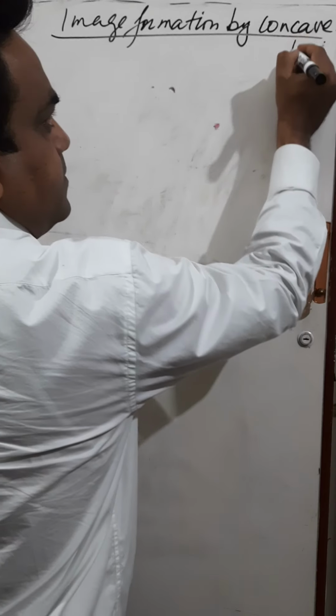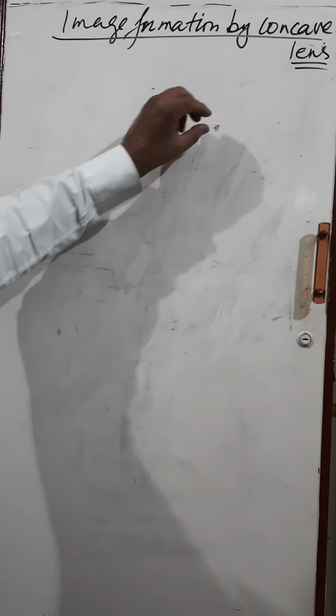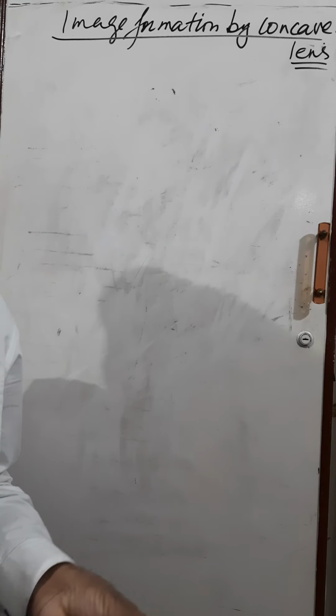In this video we will learn how the image is formed by a concave lens, and if you are interested to draw this diagram on your own, I will give you a few tips. By following these tips, you will be able to draw your own diagram in a very easy way.